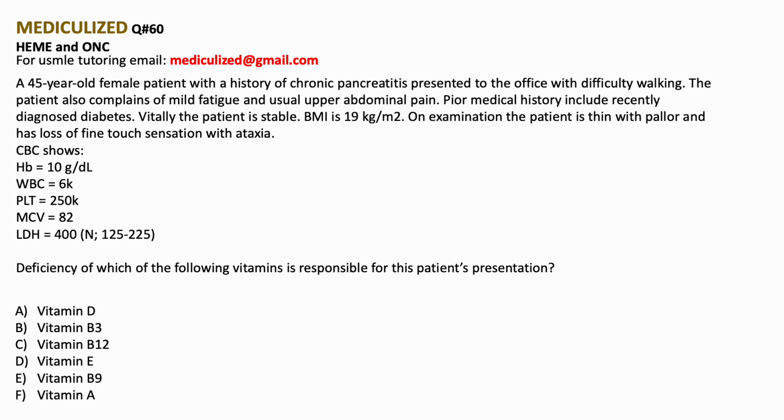So we have to now link these two things together and answer. So we have hemolytic anemia plus we have neurologic features. So which vitamin deficiency is causing that? Then they say, deficiency of which of the following vitamins is responsible for this patient's presentation. So what causes hemolytic anemia plus neurologic features?